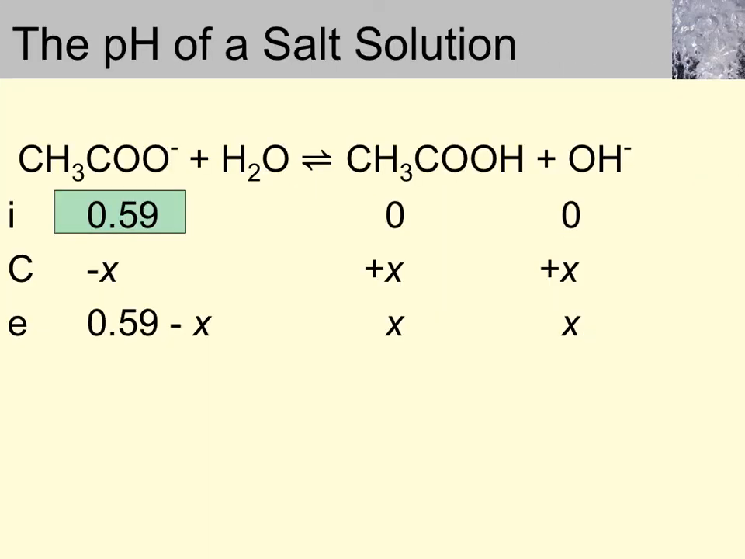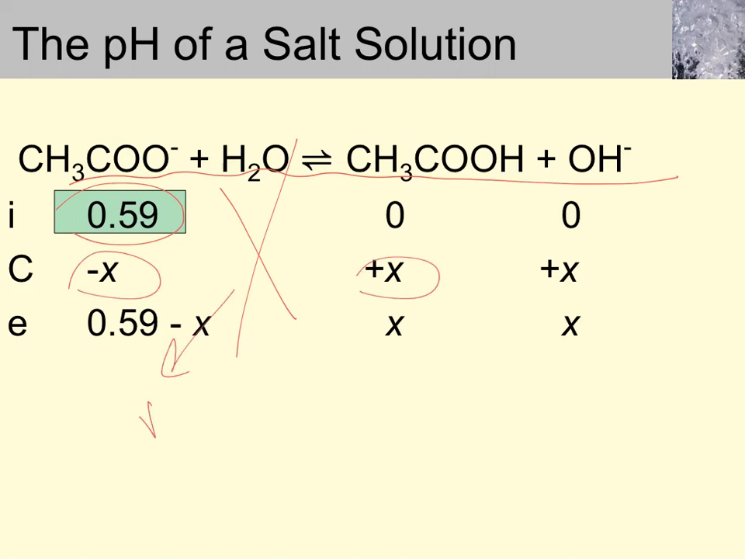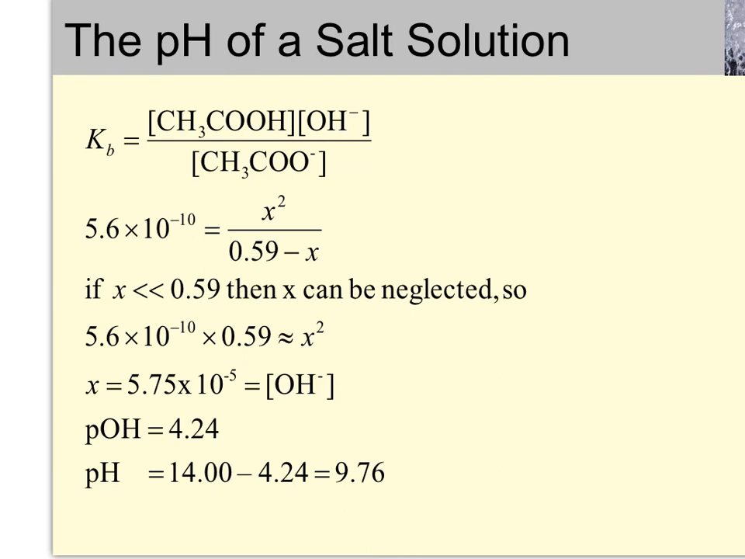So here's the ice table. Here's the equilibrium that's occurring. Ignore water, it's a liquid. The problem gave us the initial concentration of the acetate ion, and so we have to use X. We can neglect this X because K was so small. Now it's simply a matter of plugging and chugging.